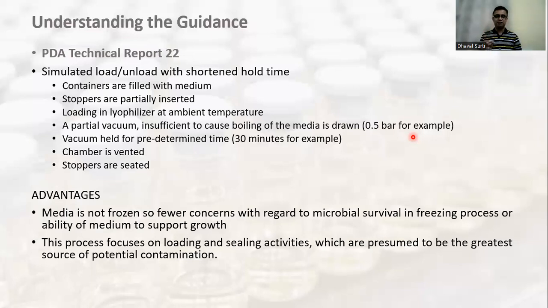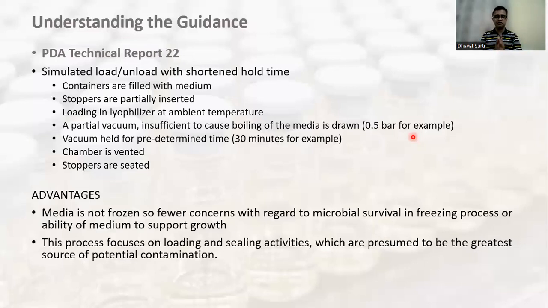Second, this process focuses on loading and sealing activities, which are presumed to be the greatest source of potential contamination. So in my entire filling line, in my entire lyophilized media, what is my highest risk activity? One is filling with intervention, then loading and unloading, loading specifically. In loading, we have to do a lot of activities. If it is manual loading, there will be a lot of simulation. Even if it is water, there is a lot of simulation. It travels longer than the liquid product, it goes to the conveyor, it goes to the automatic loading. The pusher is there. It keeps pushing, keeps pushing.